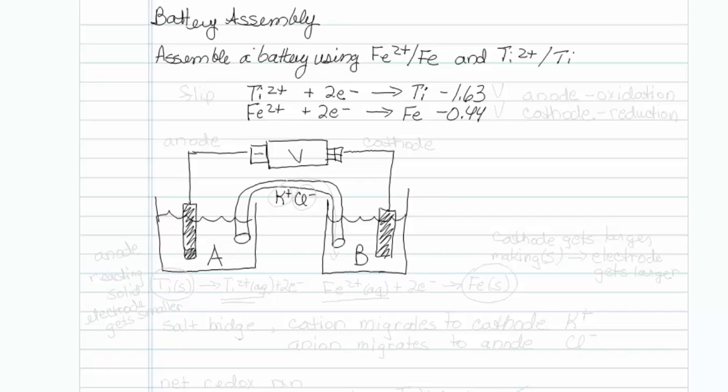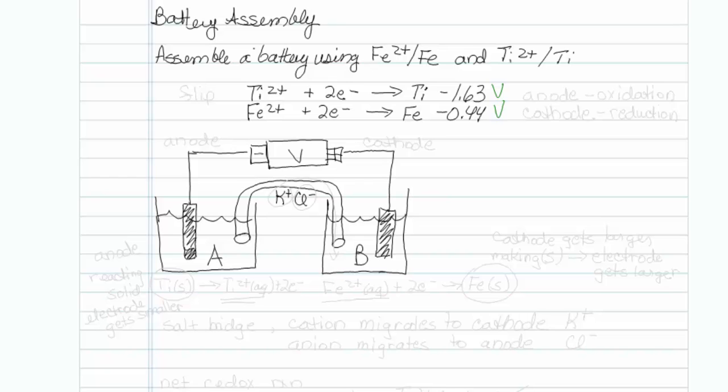This is how to assemble a battery. Assemble a battery using Fe2+/Fe and Ti2+/Ti. We're given the voltages for each of these reactions and a picture of a battery.